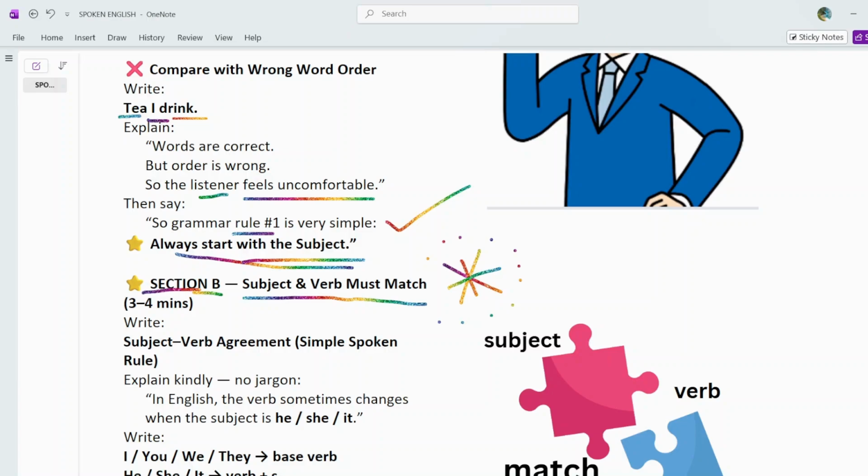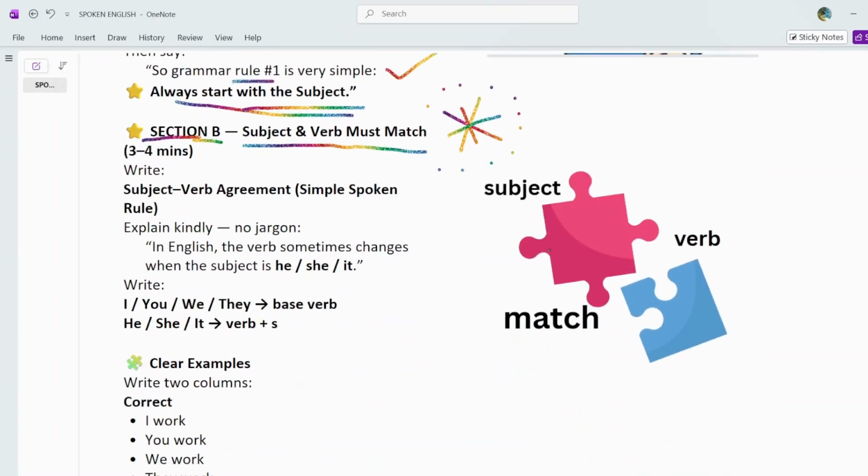All right, so in English, sometimes the verb changes depending on the subject. When I say that, please don't worry. The rule is very, very small, and I promise you it's very simple as well. Just look at the screen here. It's known as the subject verb match. In the sense, it is where a subject has to be friends with the verb, also known as subject verb agreement. It's a simple spoken rule.